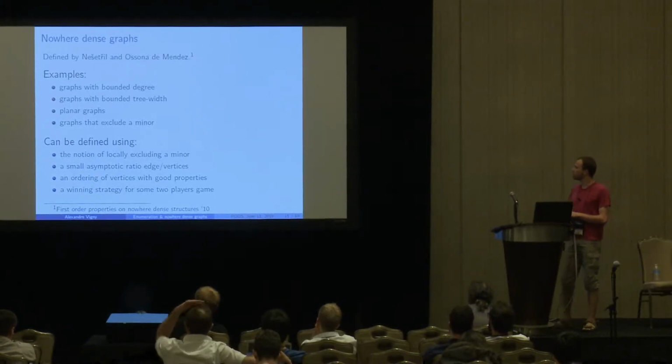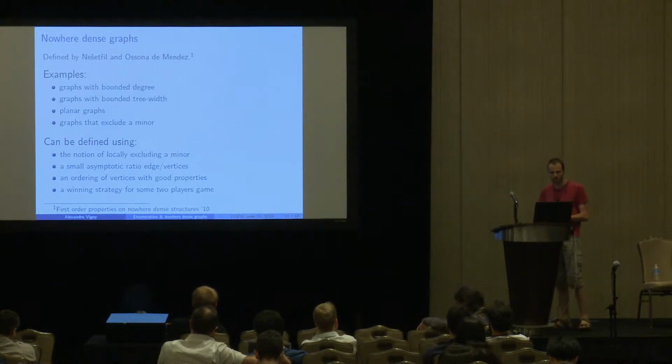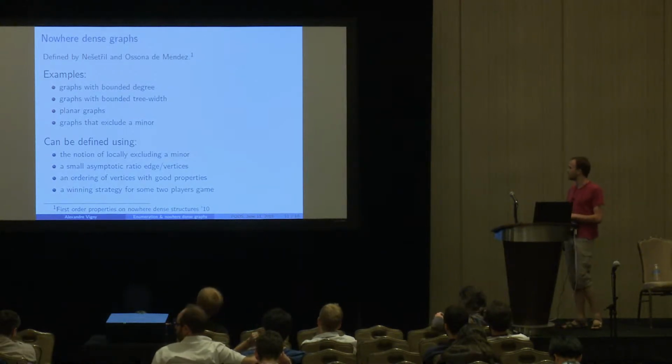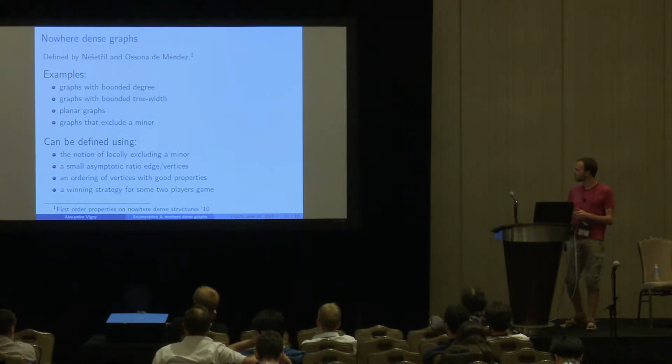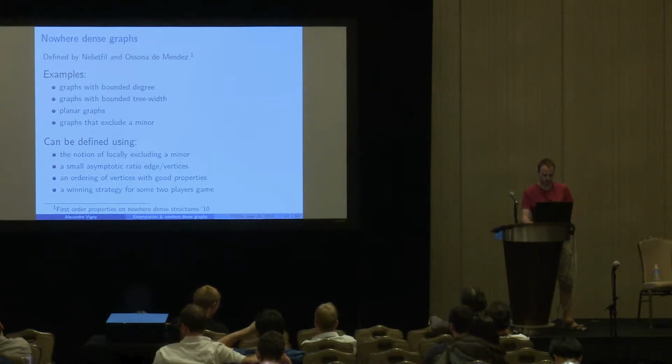So any kind of bounded degree graphs, graphs with bounded tree widths, planar graphs, any classes that exclude a minor is nowhere dense. And this is a really robust notion. There are lots and lots of equivalent definitions using asymptotic ratio of edges over vertices, so the notion of locally excluding a minor, and more recently a winning strategy for some two-player games. I will talk about that later.